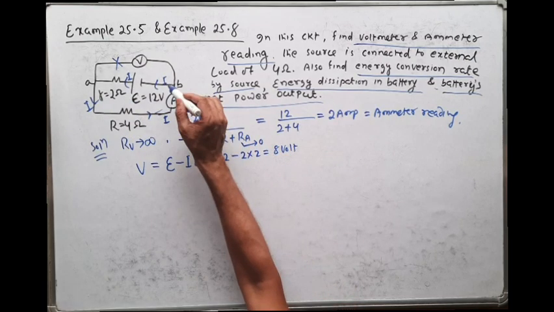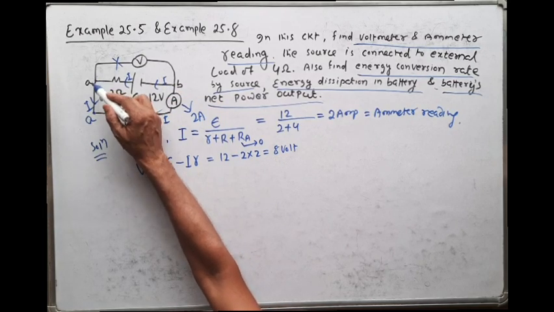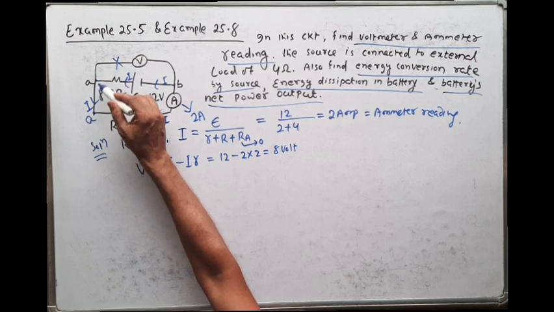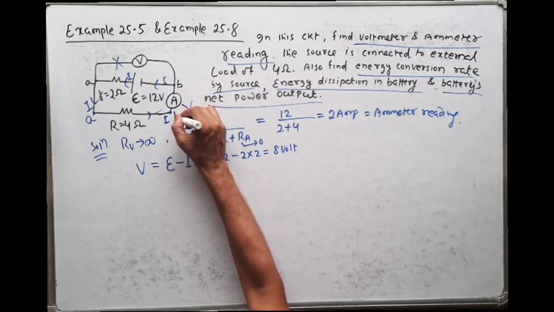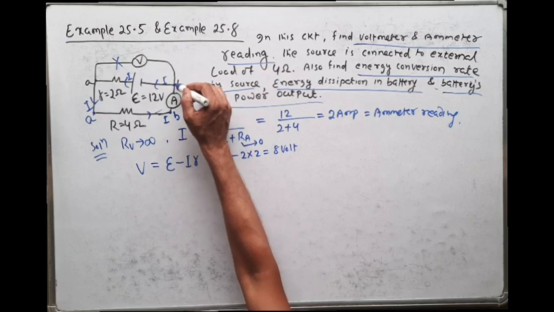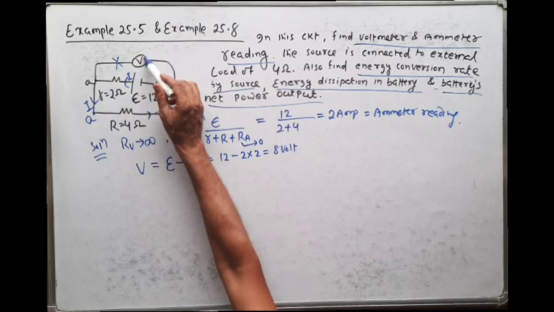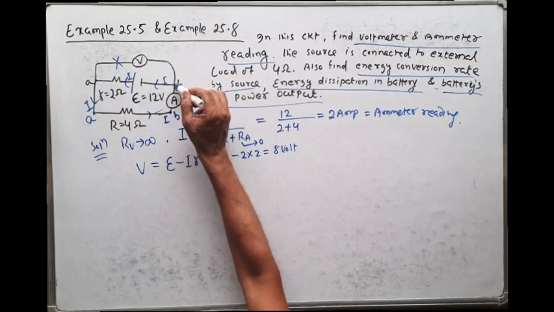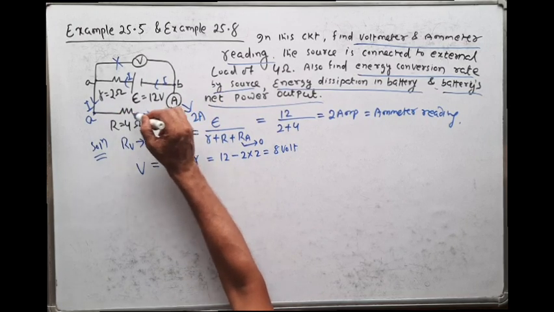Or you can say, if this terminal is A, this terminal is also A, because in between this point and this point there is no resistor or any other electrical element. So the potential at this point is the same as the potential at this point. If this point is A, this point is also A. If this point is B, this point is also B, because the ammeter will behave as a short circuit. The resistance of the ammeter is 0. So the voltmeter reading across A and B is the same as the voltmeter reading across this A and B, which is connected to the external resistance.